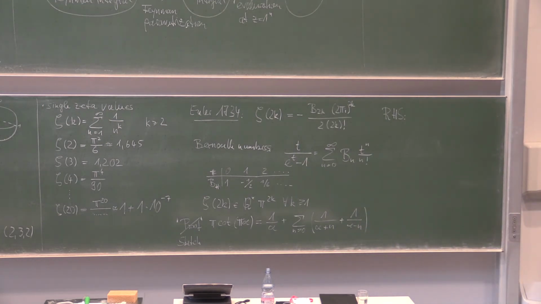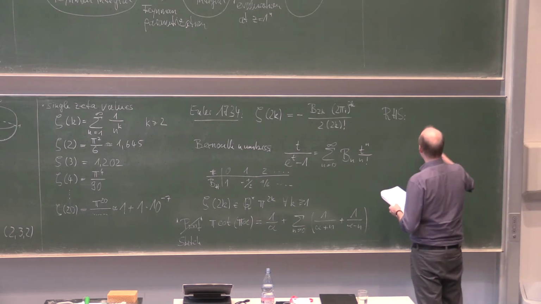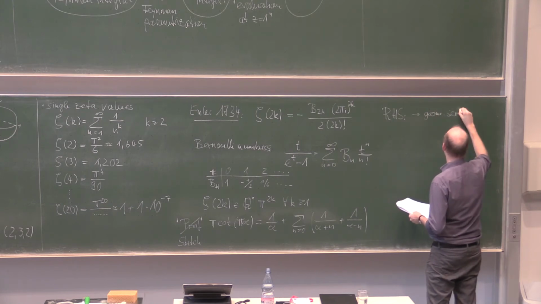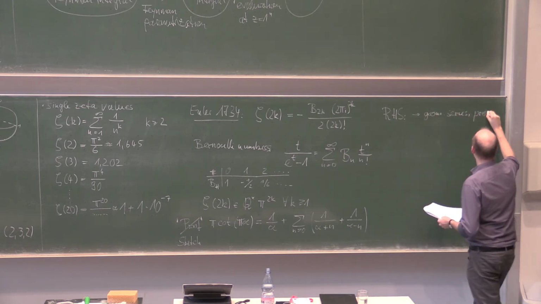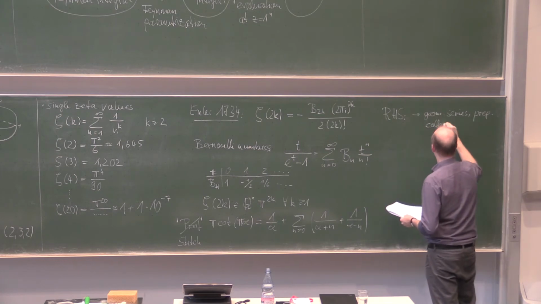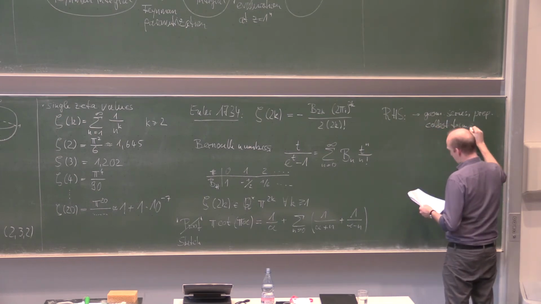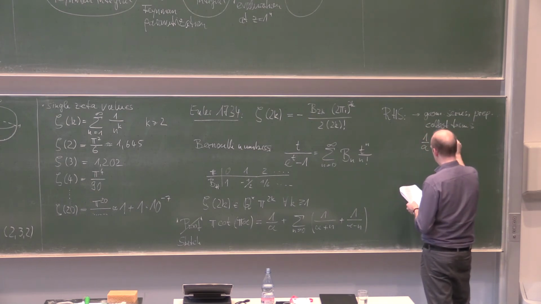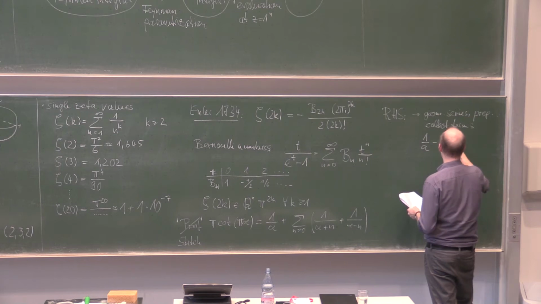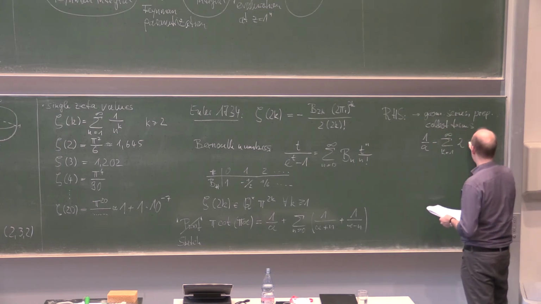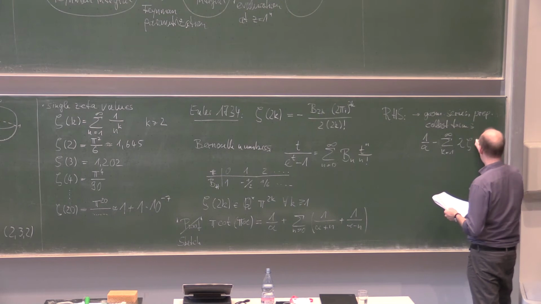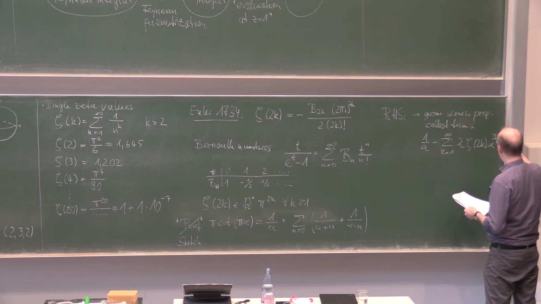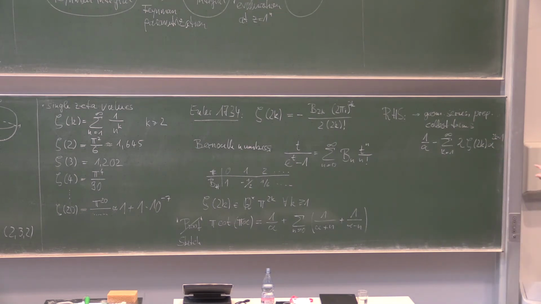You properly collect terms. And once you've done that, you'll get something like 1 over alpha minus the sum over k equal 1 to infinity of 2 zeta(2k) times alpha to the 2k minus 1. That's already what you want.